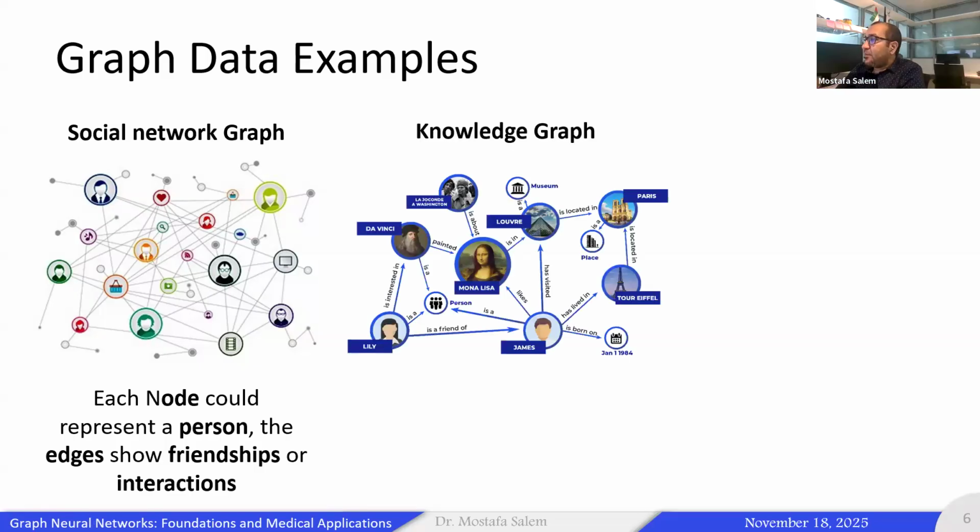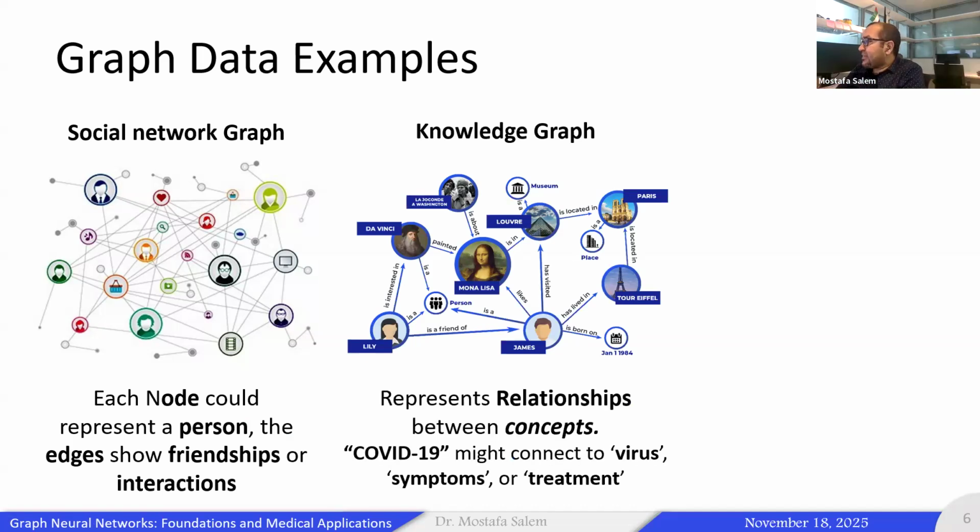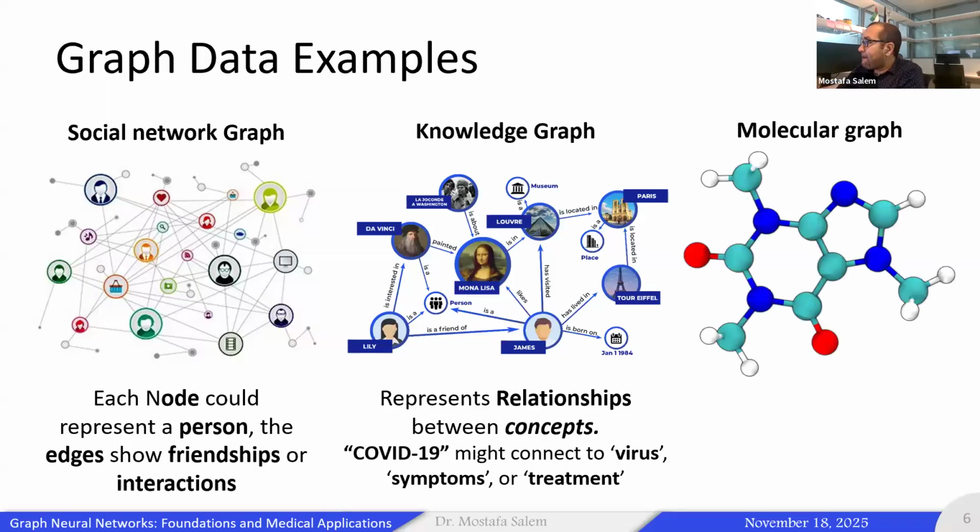Knowledge graphs, as I mentioned, are widely used in natural language processing and recommendation systems. As you can see, they show relationships between concepts. Each node represents a concept, and the edges represent relationships between these concepts.